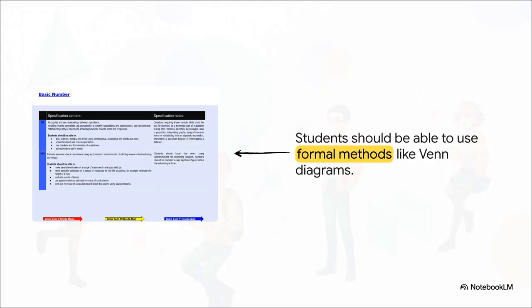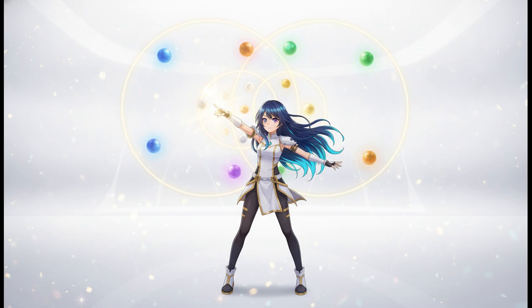If you look closely at the official curriculum specifications across the exam boards, you'll see they actually state that students should use formal methods, like Venn diagrams, for identifying HCF and LCM. What does this mean for you? It means examiners are actively looking for and rewarding this specific visual technique. It proves to them that you truly understand the structure of the numbers, rather than just guessing. So how does this hack actually work in practice?